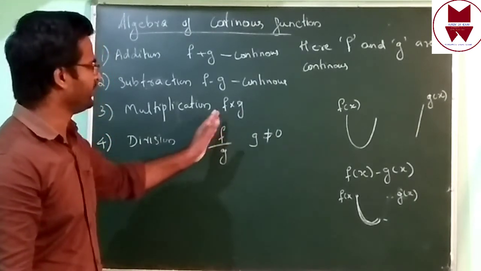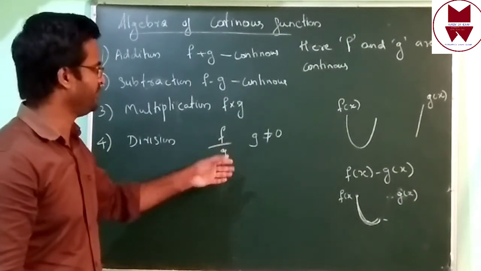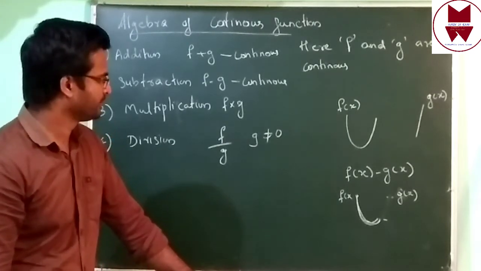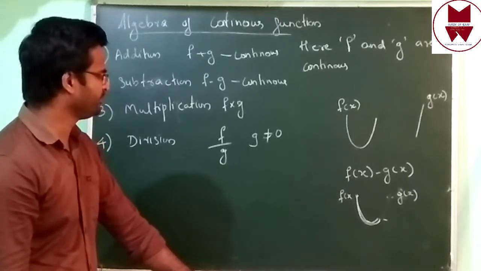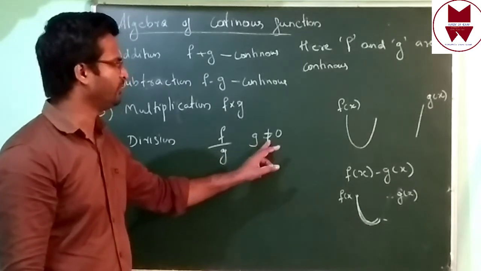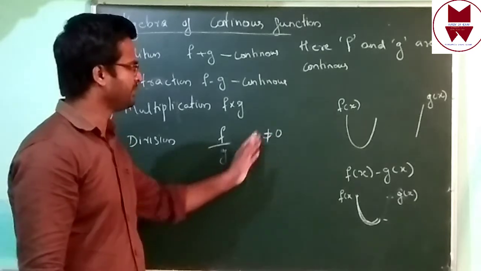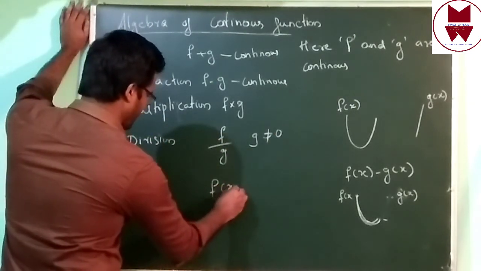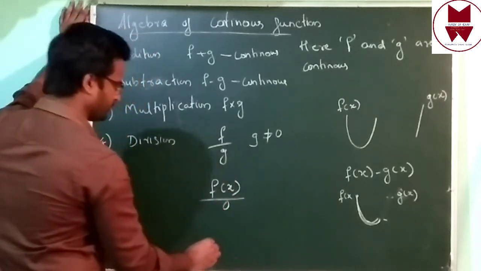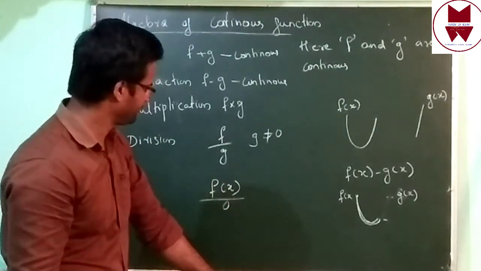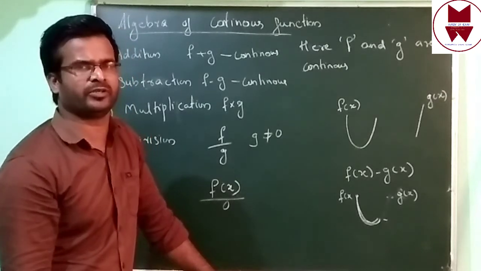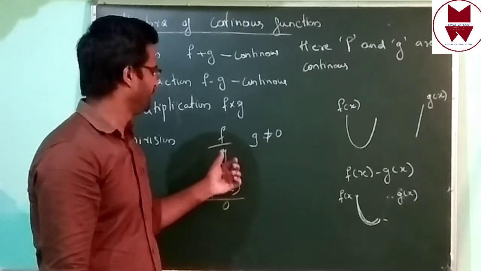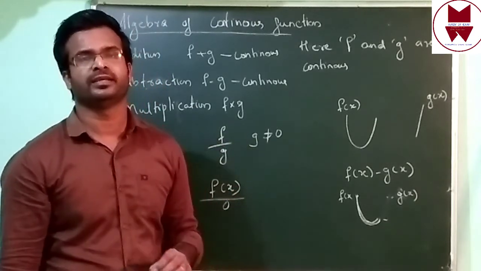Then in the same way, f into g and f divided by g are also continuous functions only. In the case of division, g is not equal to 0. In case g equals 0, what will happen? F of x, one function, divided by 0. Denominator 0 means, can you divide? We cannot divide, isn't it? That means g of x should not be the zero function.